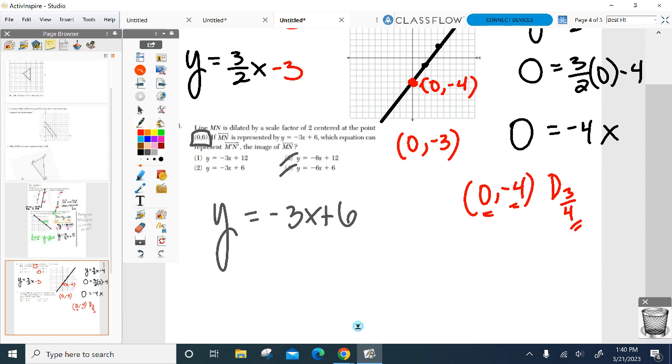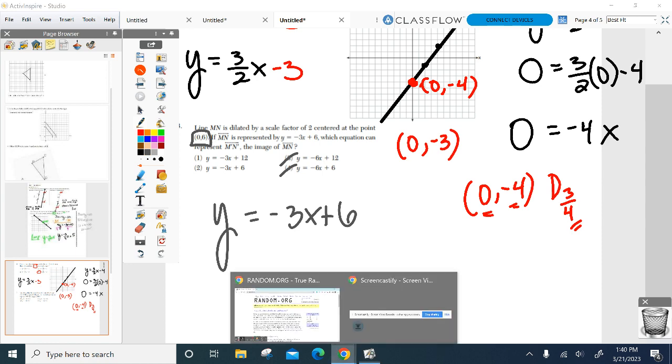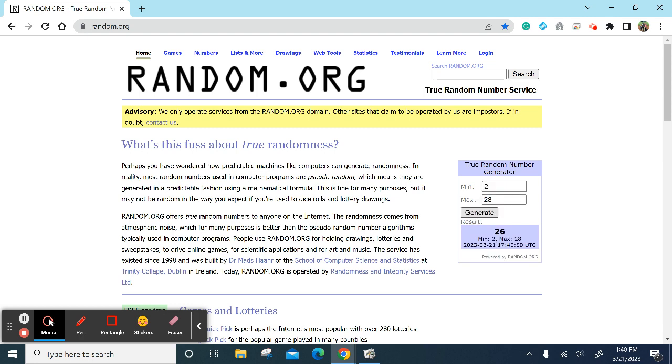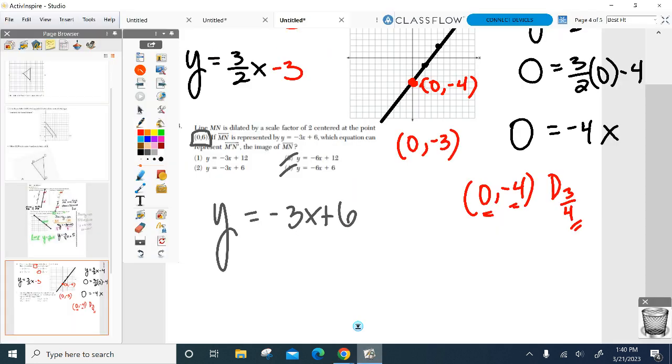Anybody tell me anything about 0, 6 and -3x plus 6? Is 0, 6 on that line? And let me know how you know. Yes. Because you put the coordinates into the original. I'm fine with that. 6 equals -3 times 0 plus 6. 6 is equal to 6.